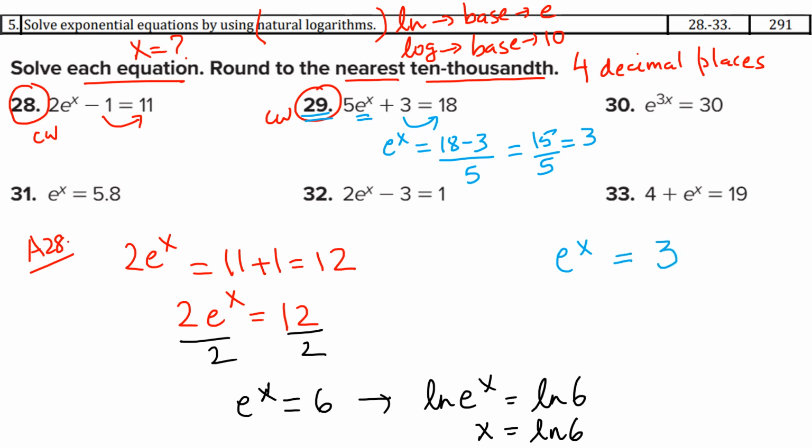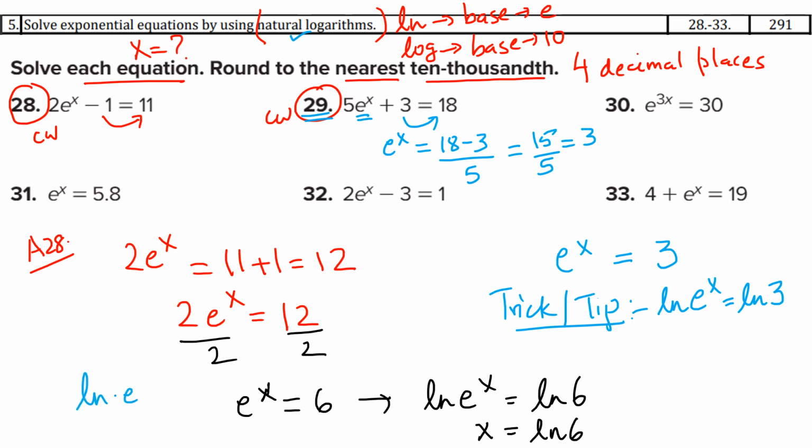x is in the power. This is a trick or a tip for exams. Very helpful when you have something of the form e to the power x where x is in the power and x is what you need. Then you always take log of both sides. And because this is a natural logarithm question, we are taking ln. So ln e to the power x is ln 3. So this reduces, remember we have used the property that ln and e are inverses, so ln e is always going to be 1.